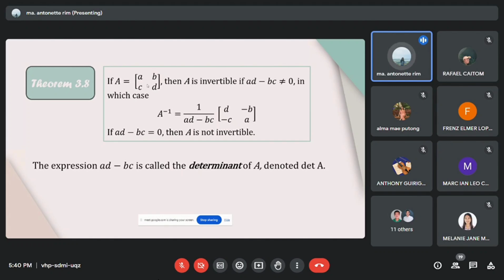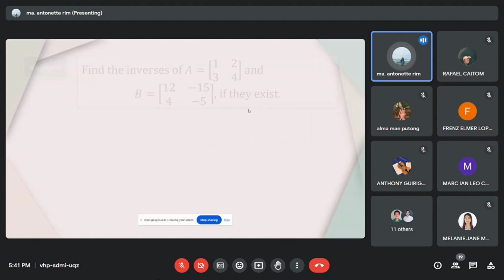So the expression AD minus BC is called the determinant of A, denoted det A. So A inverse is equal to 1 over det A, multiplied by this matrix. So to get the inverse, we interchange the elements of the main diagonal, and we negate the sign of the other diagonal. Okay, so example.